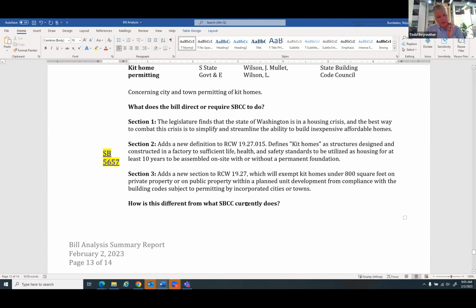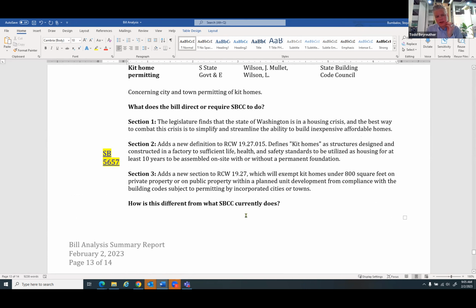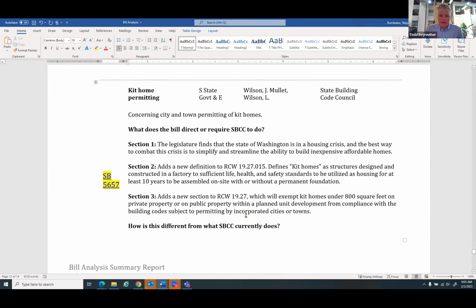So, I wasn't fully tracking this one, but I'll get up to speed on it. I am curious if this addresses or references the two new ANSI standards, actually three now, for prefabrication. So I'll do some homework on this and better understand. The bill is very simple. It doesn't provide any further guidance. It just exempts kit homes under 800 square feet.